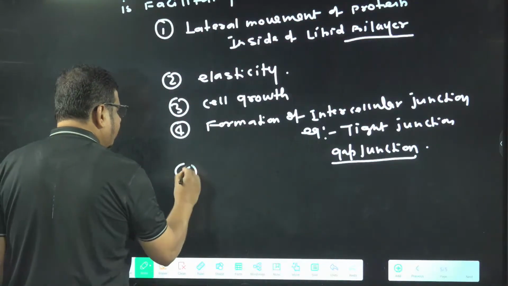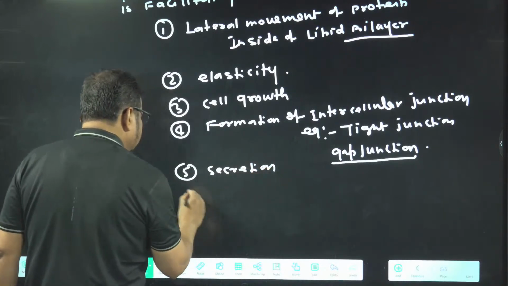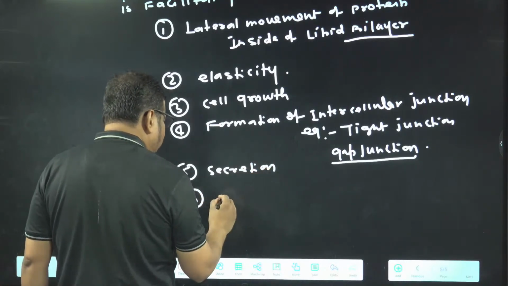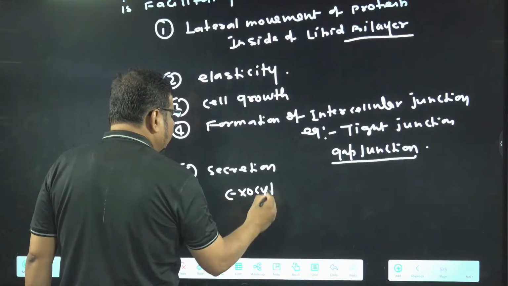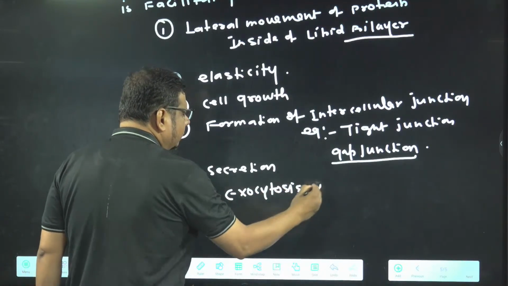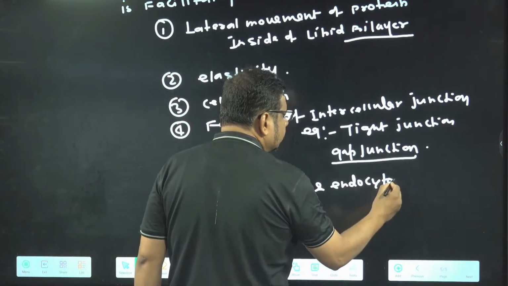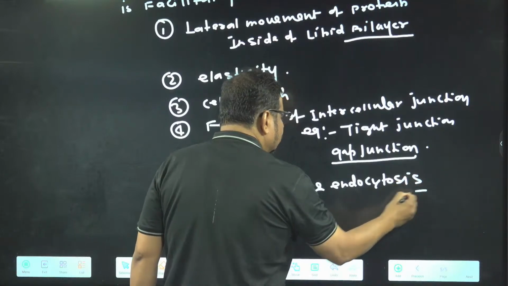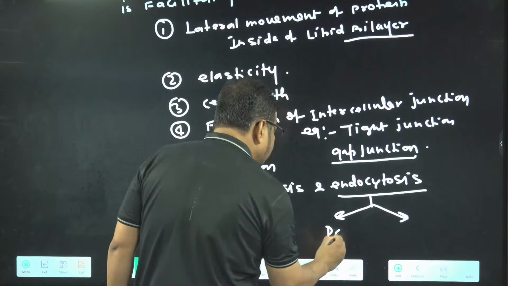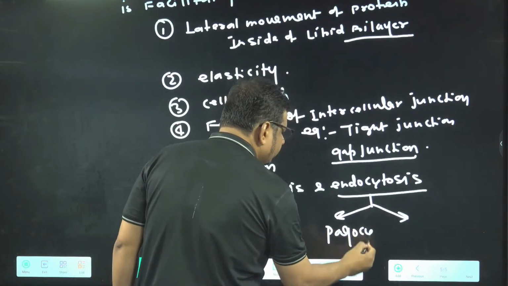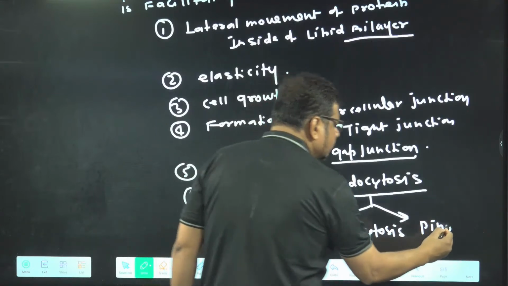Secretion. And you can say exocytosis and endocytosis. Endocytosis is of two types: phagocytosis and pinocytosis.